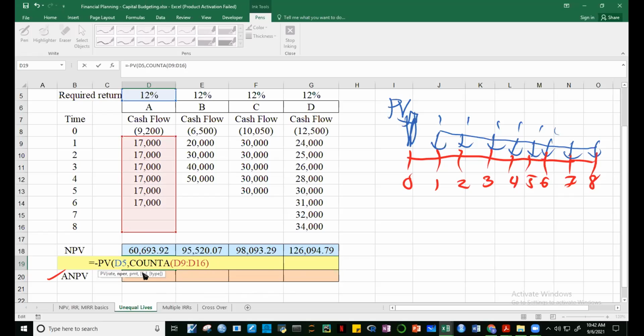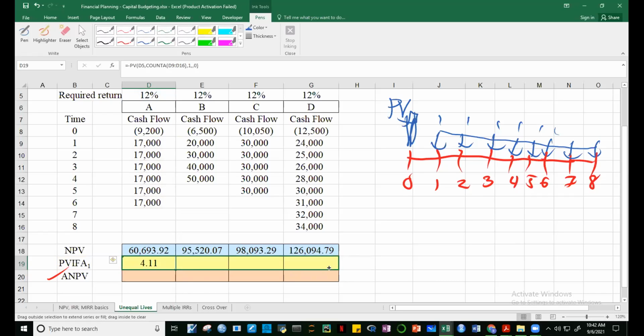Okay, so that will be your N per, comma. It's a PMT of 1, comma, walang future value. Type is ordinary. Okay, so ang sinasabi natin kay Excel, hanapin mo nga yung present value. You have an annuity of 1 for ilang periods? 1, 2, 3, 4, 5, 6. So hanggang dito yan. Hanggang 6. So we can now copy this to the right. Okay, copy to the right.